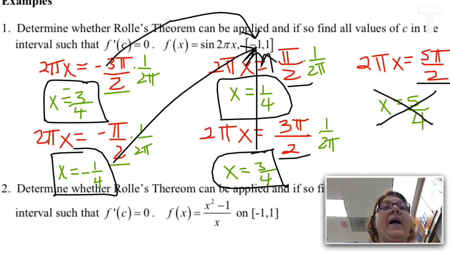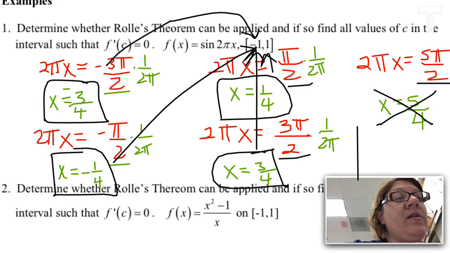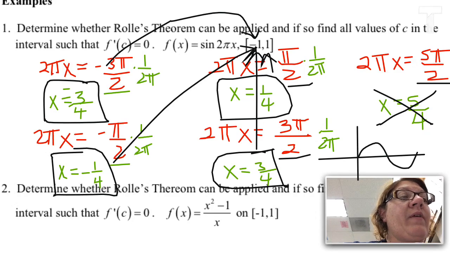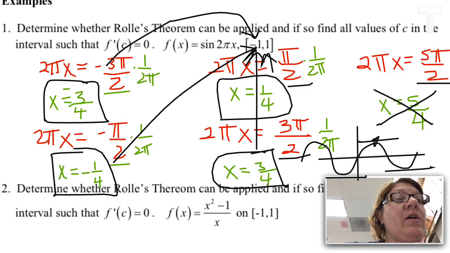So I get 4 values where the slope is 0. Kind of makes sense if I look from negative 1 to 1 at this sine. And if I graph it correctly, then you would see, oh yeah, I'll have a slope 0 here, here, here, and here between negative 1 and 1.